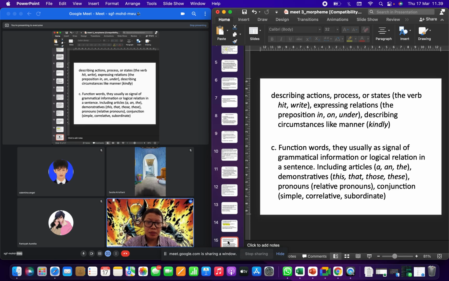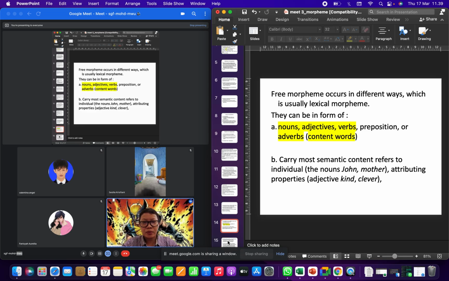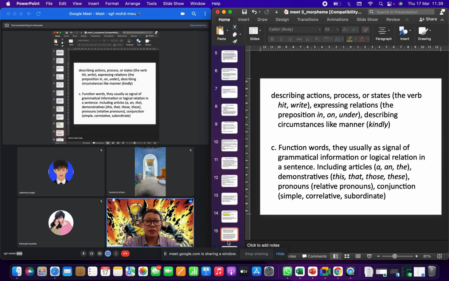And the third is the function word. So the first is content word, semantic content, and then the third is function word. If we talk about function word, we usually talk about a signal of grammatical information, or we can say logical relation in a sentence. When you build a sentence, you have to think about whether one unit in the sentence has grammatical information or has logical relations to another unit in the sentence.